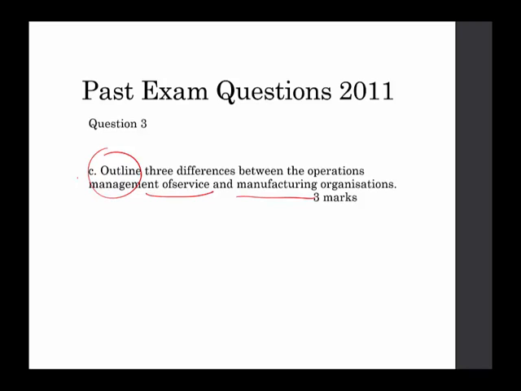If you've got time, you would put in examples here, but you've got a limited amount of space. Make sure that they are distinctly different from each other, and you must know at least 3, and I would suggest 4 differences between operations in a manufacturing environment as opposed to a service environment.